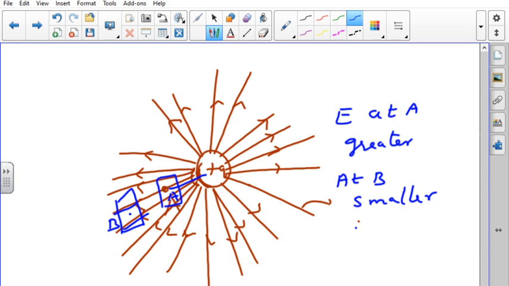And if it is a less dense region, then the electric field has a smaller magnitude. And what do we conclude? The magnitude of electric field for a point charge decreases as the distance increases.